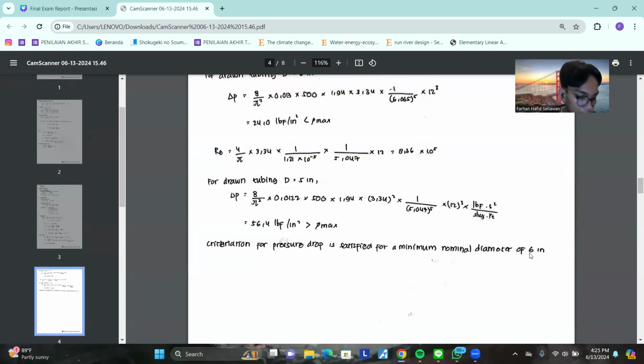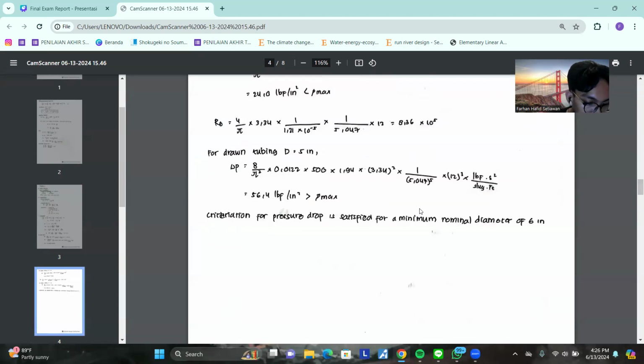Jadi dari sini kita bisa melihat kriteria yang dapat dibuktikan bahwa minimum nominal diameter dari 5 inci ini bisa nahan delta P sebanyak berapa gitu. Oke.